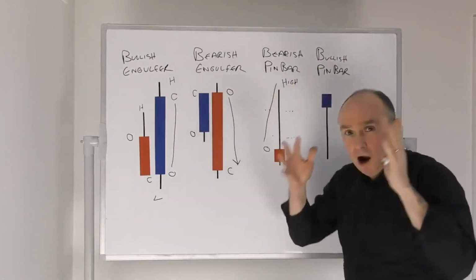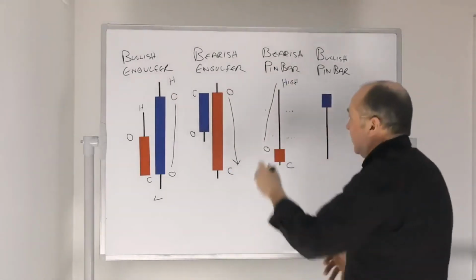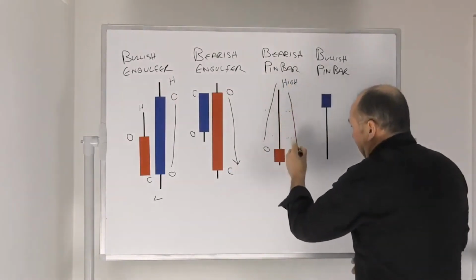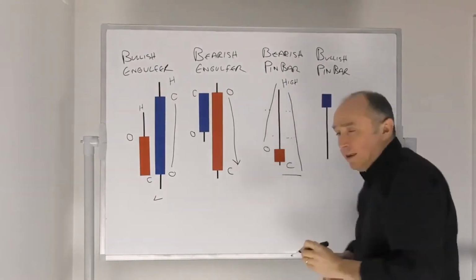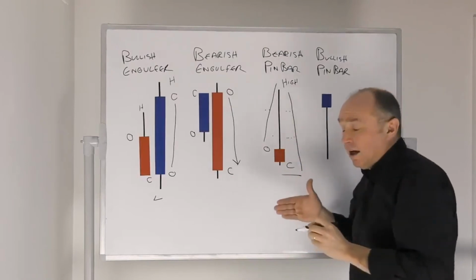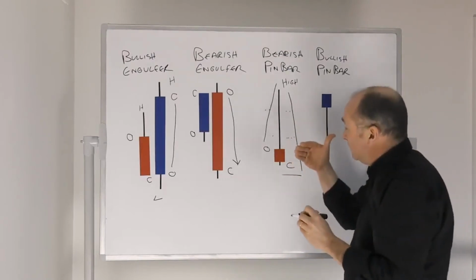and that's met by a wave of sellers. The sellers come in, they take control and push all those buyers out of the market, and we end up closing lower than where it opened. This is a very bearish pattern and very bearish candle at the top of uptrends.